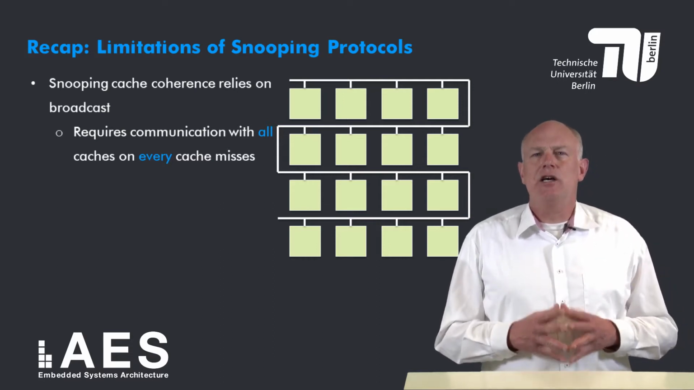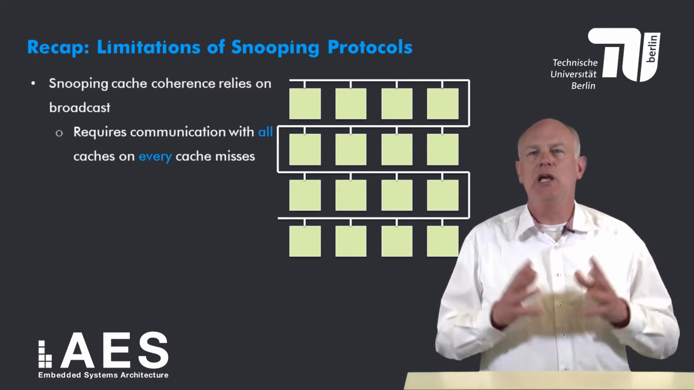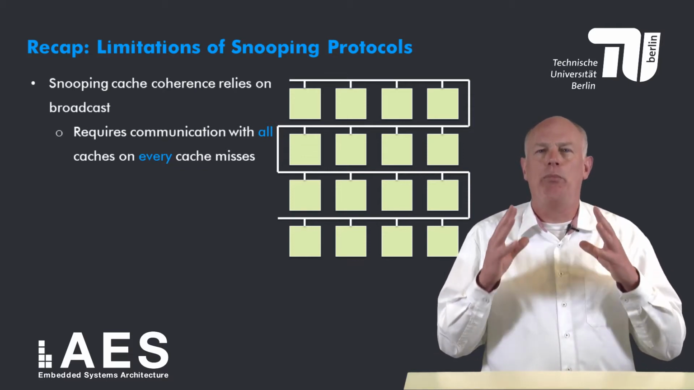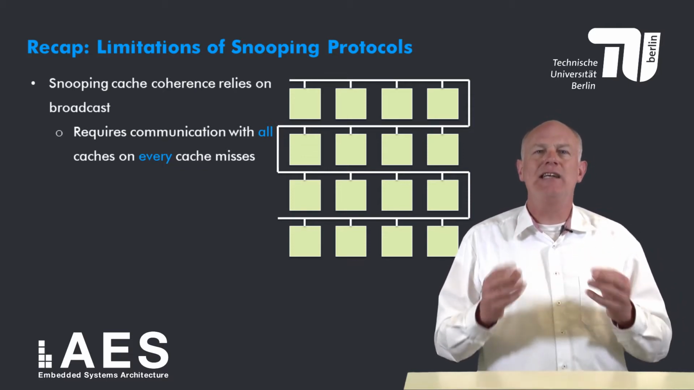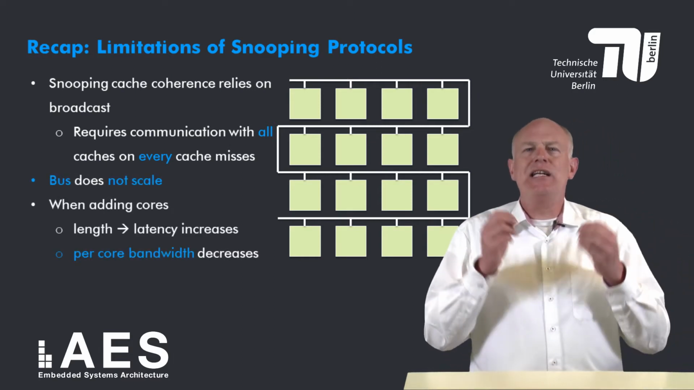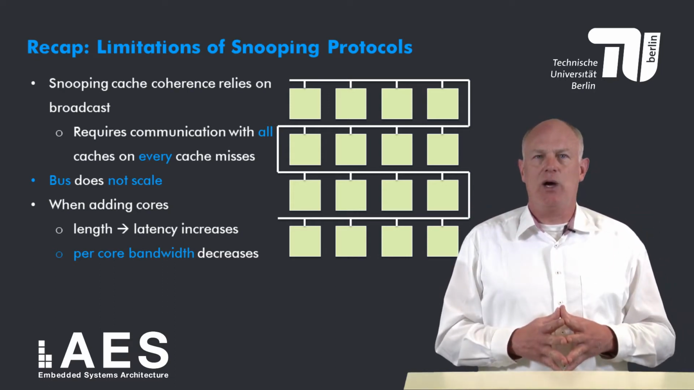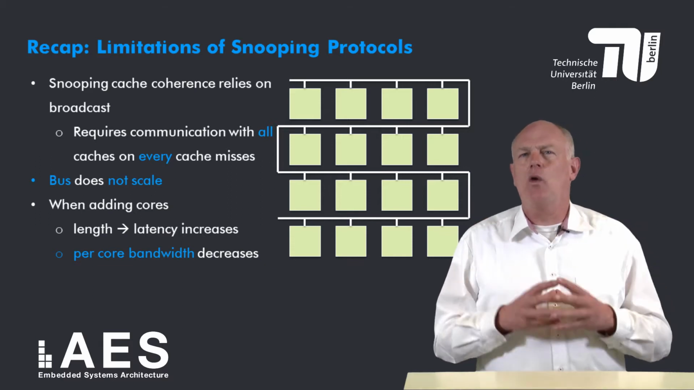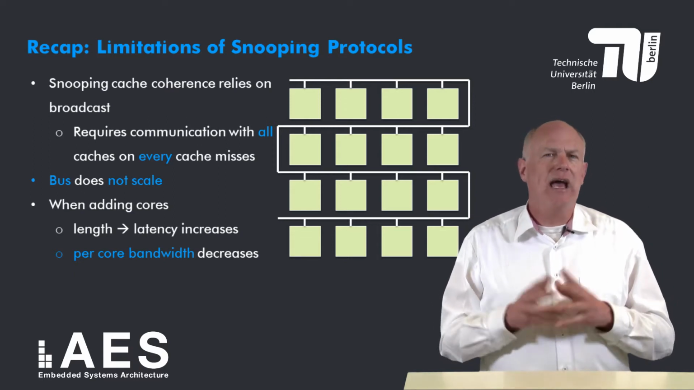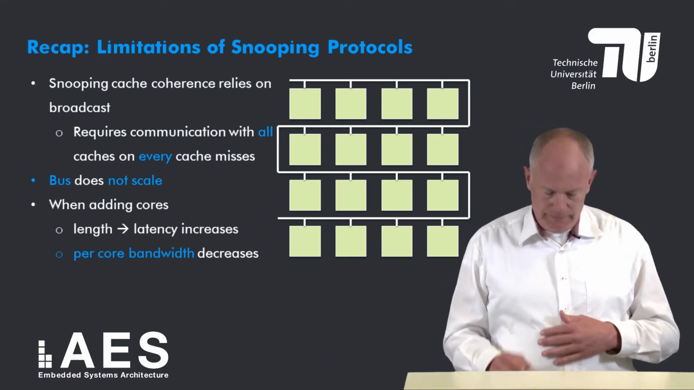Before I start this lesson, a short recap of some limitations of snooping cache coherence protocols commonly used in symmetric multiprocessors. Snooping protocols rely on broadcast, since on a cache miss or write, all caches need to be informed. The natural broadcast medium is a bus, but unfortunately a bus does not scale well. This means that when more cores are added, its length and hence its latency increases. And furthermore, the bandwidth available per node decreases.